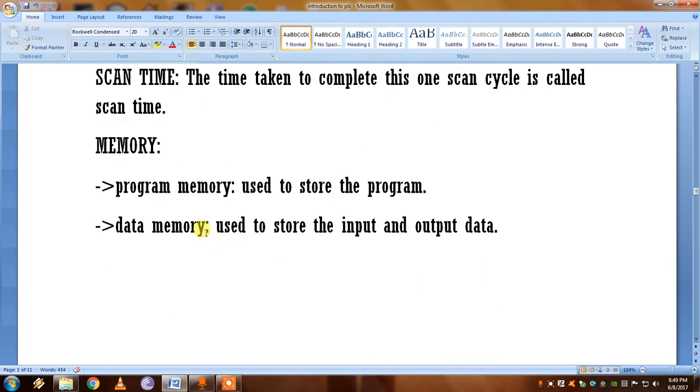Let's go to memory. We have two types of memory here: program memory and data memory. Program memory is used to store the program, and the data memory is used to store the input and output data.